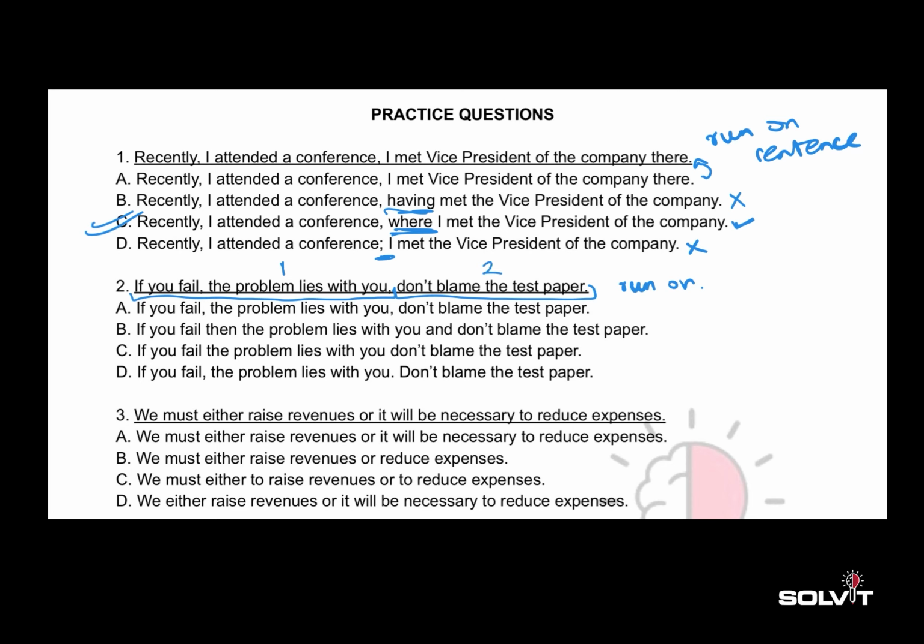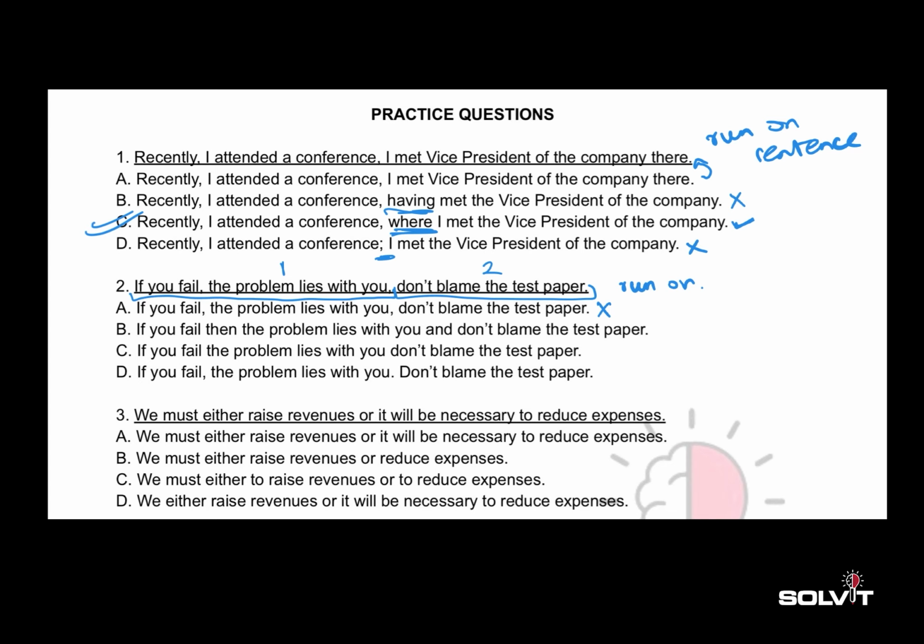and don't blame the test paper is our second one, okay? Now, you cannot use a comma between them because you can either use a full stop or you can use a semicolon, right? To separate two sentences. You cannot separate them using a comma. Okay, a comma is used to separate parts of the same sentence, right? Not to separate two different sentences. So let's look at the options. The option number A is the same as the question, so we're going to cancel that right away.